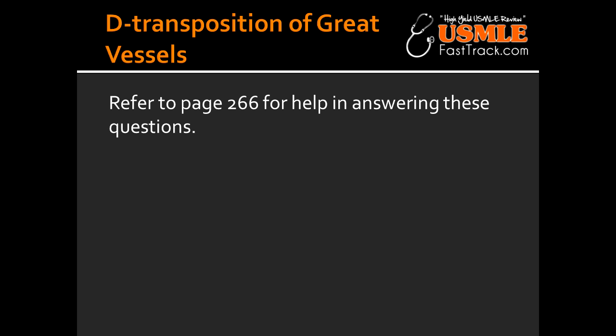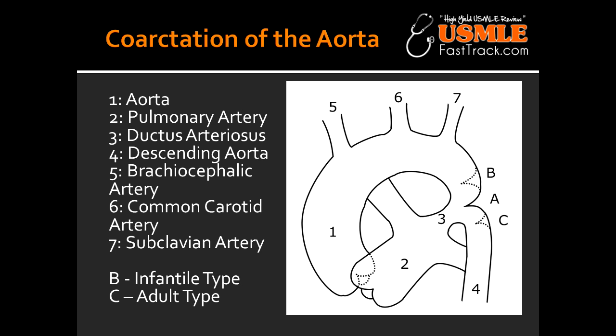What is the embryologic reason for the transposition of great vessels? Transposition of the great vessels happens due to the failure of the aortico-pulmonary septum to spiral. What is the treatment option for transposition of great vessels? In transposition of great vessels, surgery is required because without surgery, most infants die within the first few months of life. Coarctation of the aorta.